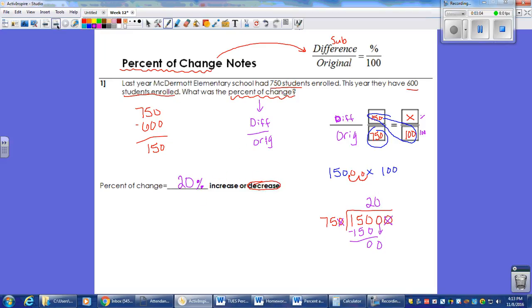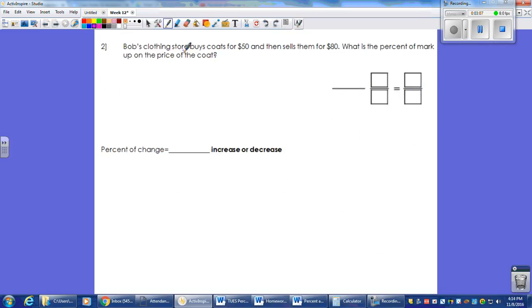So this next problem says, Bob's clothing store buys coats for $50 and sells them for $80. What is the percent of markup? Whenever you see something like markup or markdown, that's also talking about percent of change. So I know I'm dealing with the difference over the original. So I'm going to write that over here, difference over the original, and this would be percent over 100.